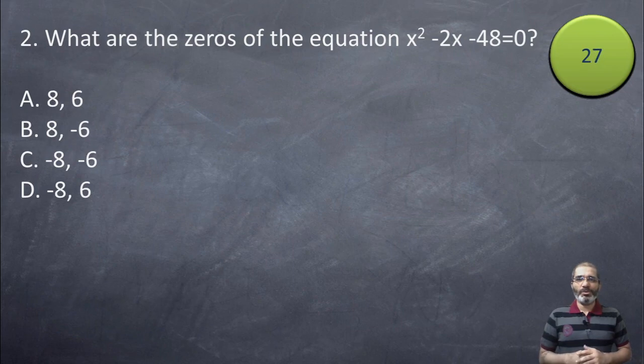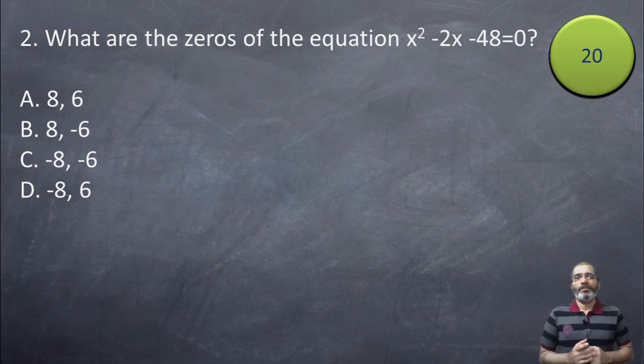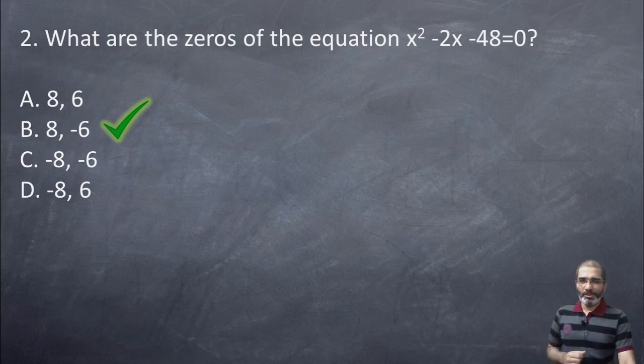What are the zeros of a quadratic equation? Careful with the signs. Last 5 seconds. Time up, students. So the correct answer is 8, -6. So the solution is this.